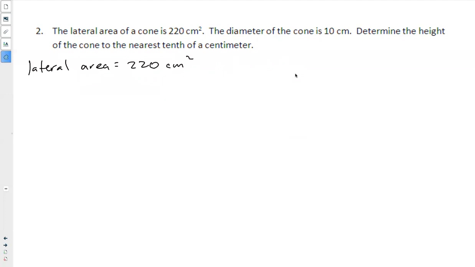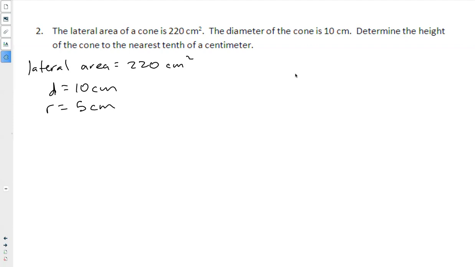The diameter of the cone is equal to 10 centimeters. And the radius is half of the diameter. So diameter divided by 2 is equal to 5 centimeters. Okay. So this is just what we have been given in the question. So let's go about solving it now. So determine the height of the cone to the nearest tenth of a centimeter.